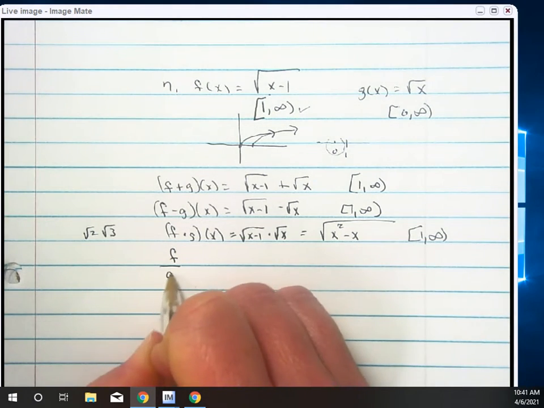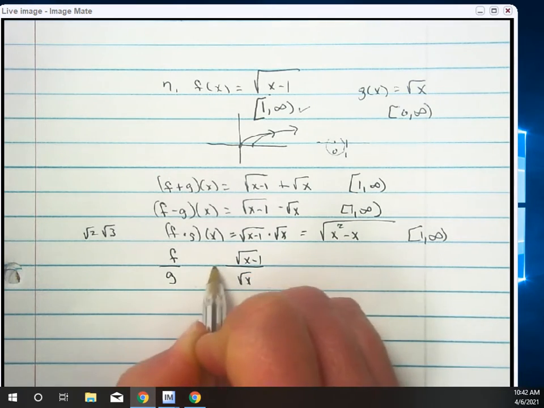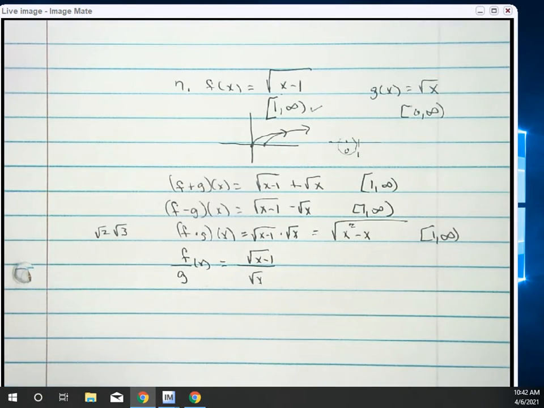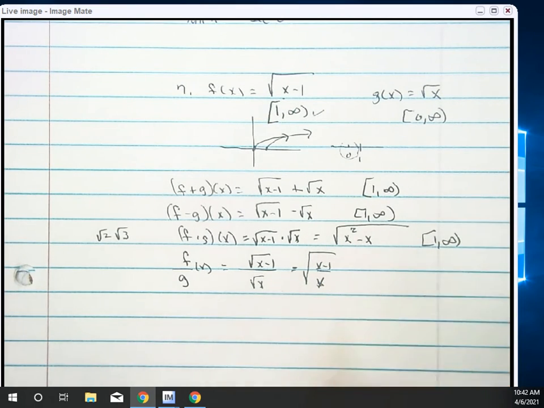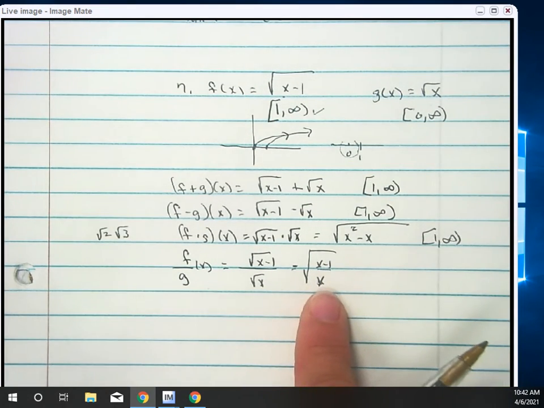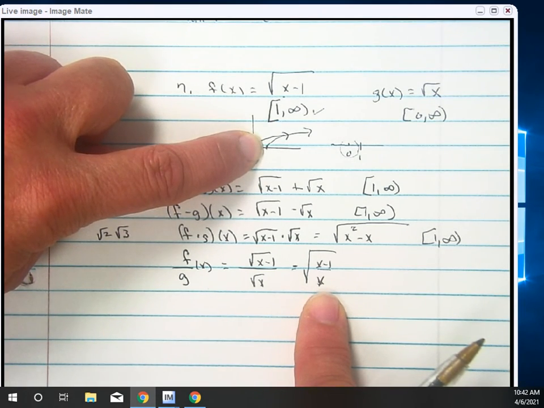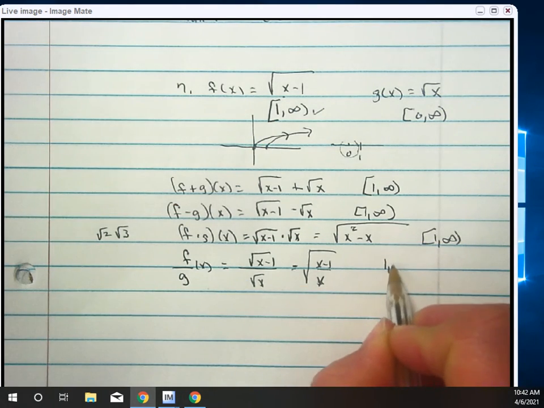f divided by g of x. So we have the square root of x minus 1 divided by the square root of x. If you can divide, then you would divide. You cannot divide x minus 1 by an x, so you would just write them all underneath 1 radical together. Now, we are dividing. We cannot divide by 0. 0 is not in our restricted domain. So we're going from 1 to infinity.